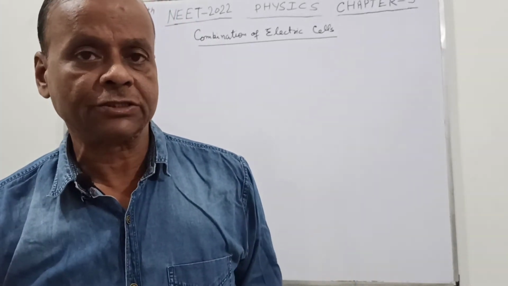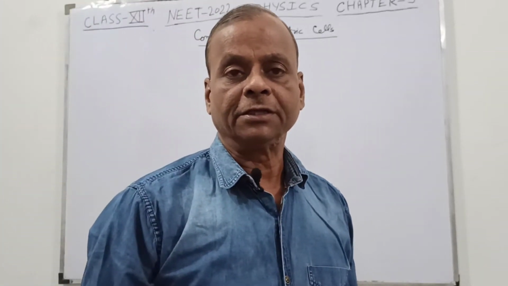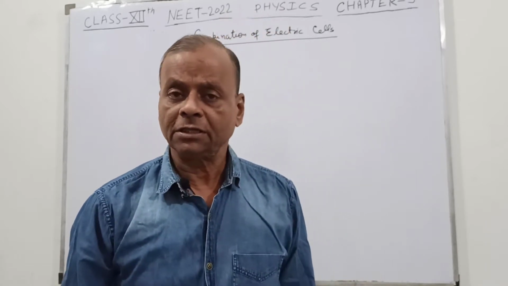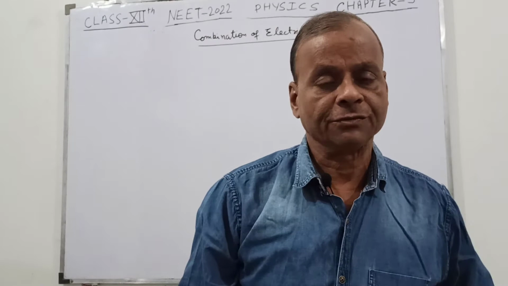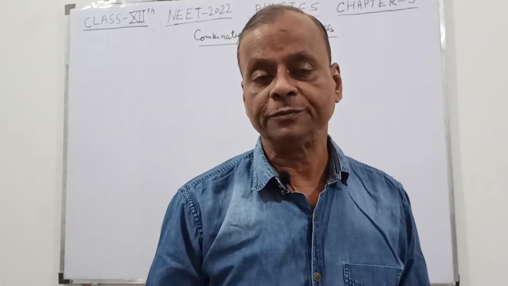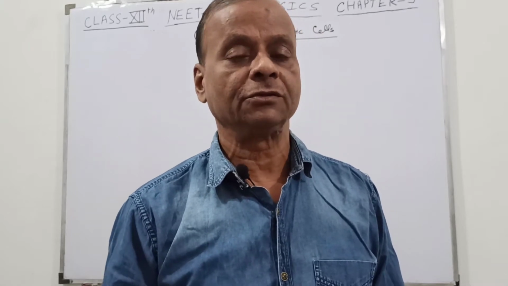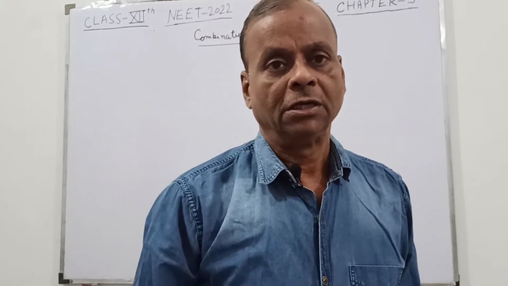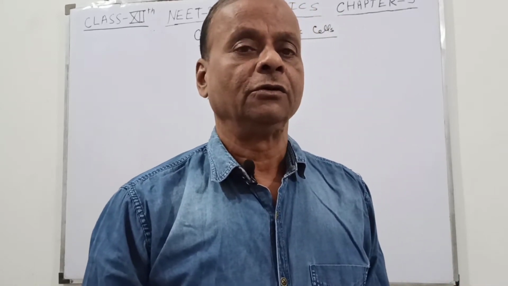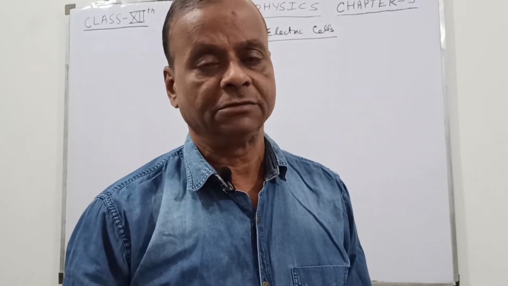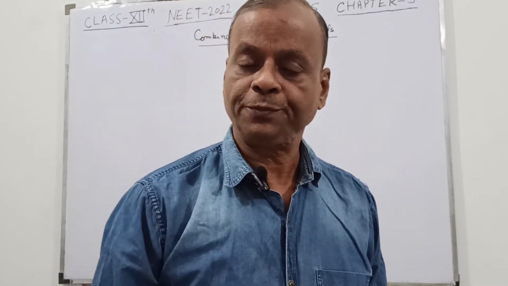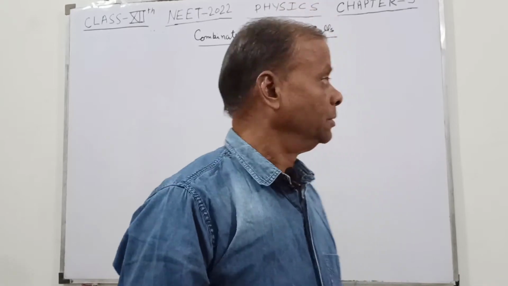Now in class 12th, I am taking the combination of electric cells. There are three combinations of electric cells. One is the series combination, second parallel combination, and third the mixed combination. And the combination of these cells is only to obtain the maximum current. This is the main purpose to combine or group the cells.